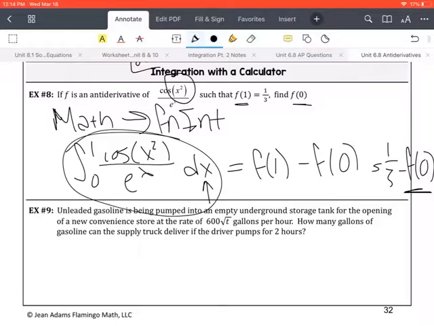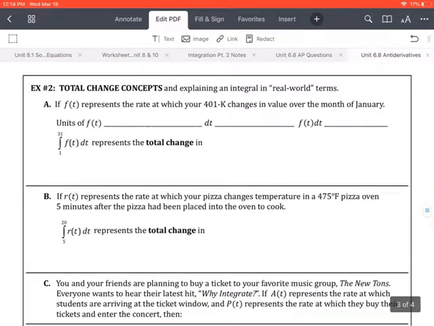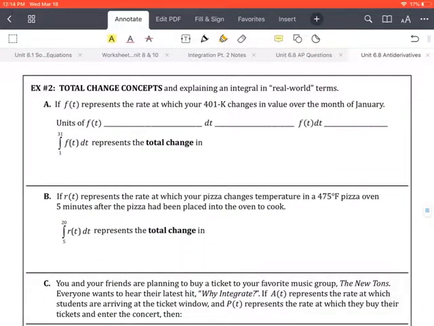Okay, so we're going to go backwards now to page 29. Let's fill in some vocabulary. Now, integration tells us about total change, or the area under the curve. Derivatives told us about rates of change. Integration is the opposite. It's the total amount of change that has happened.